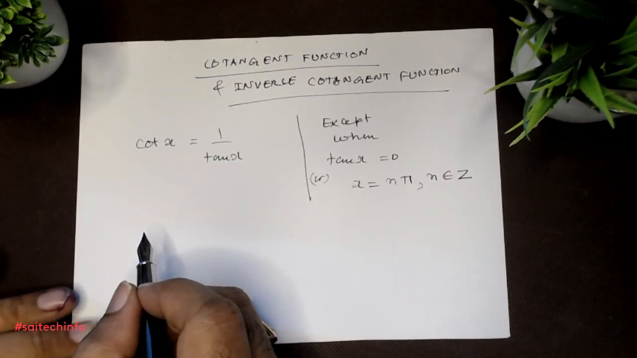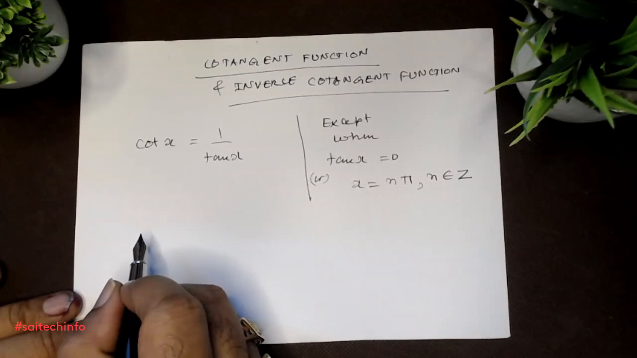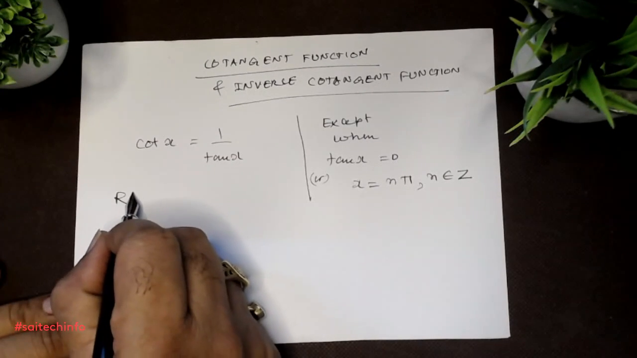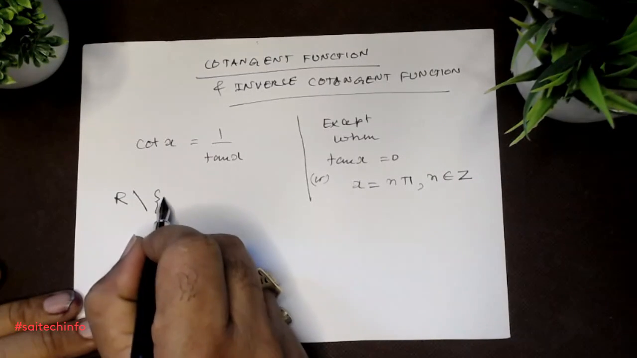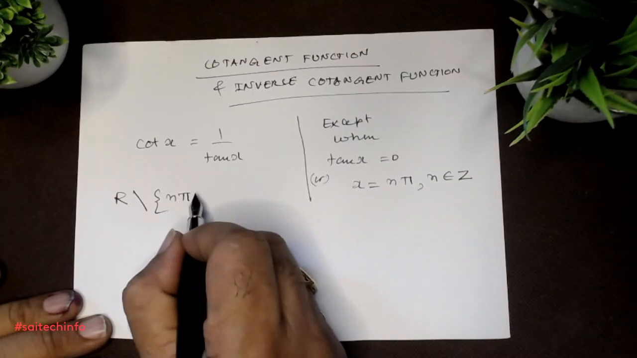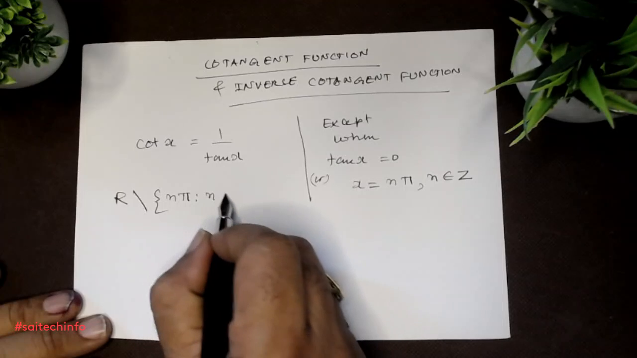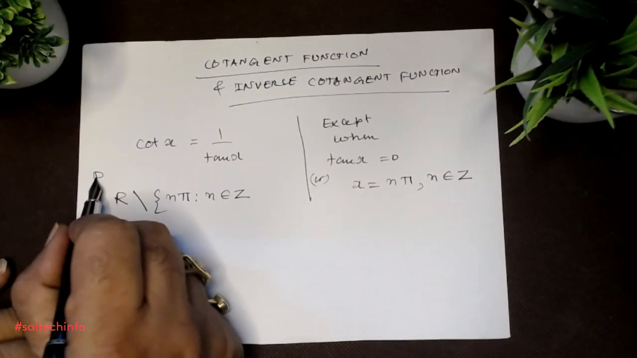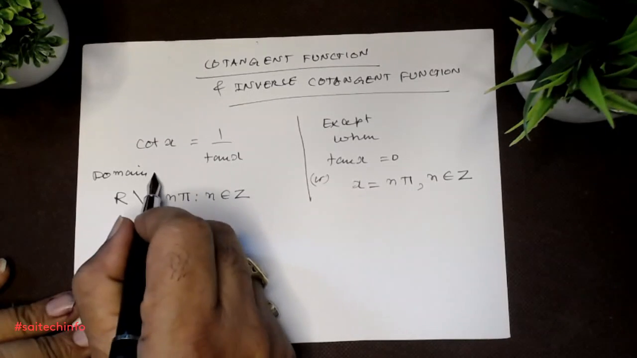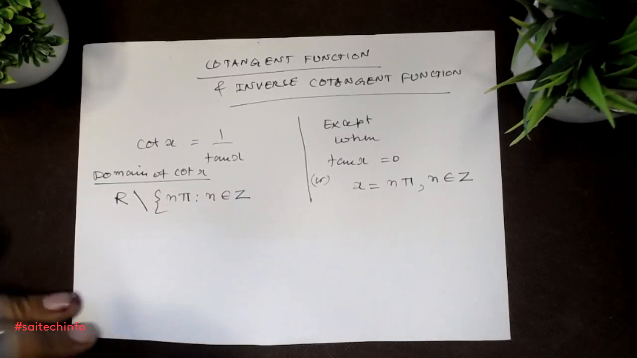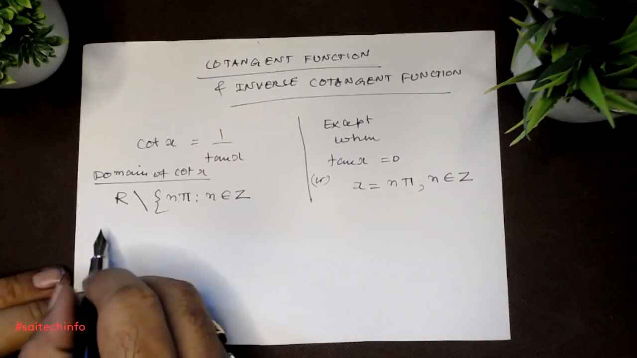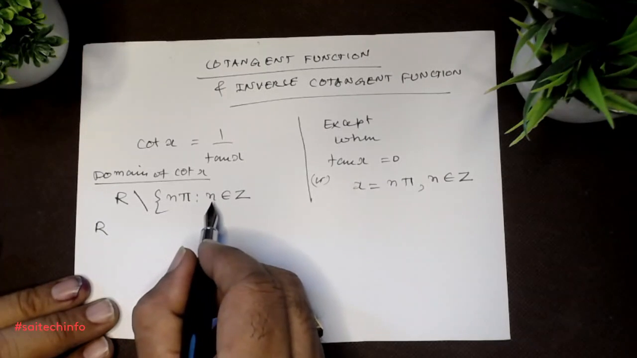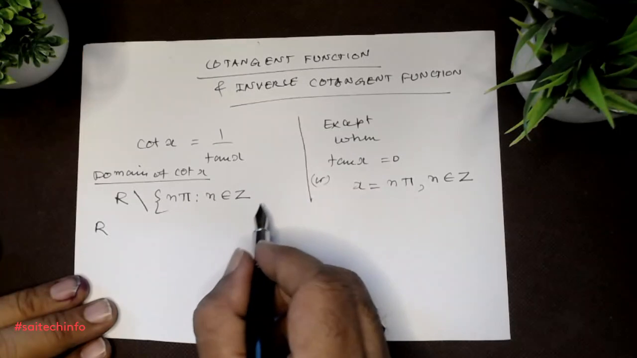The domain of the cotangent function is the set of real numbers excluding n pi, such that n belongs to Z. So this is the domain of cot x. And its range is the real numbers.